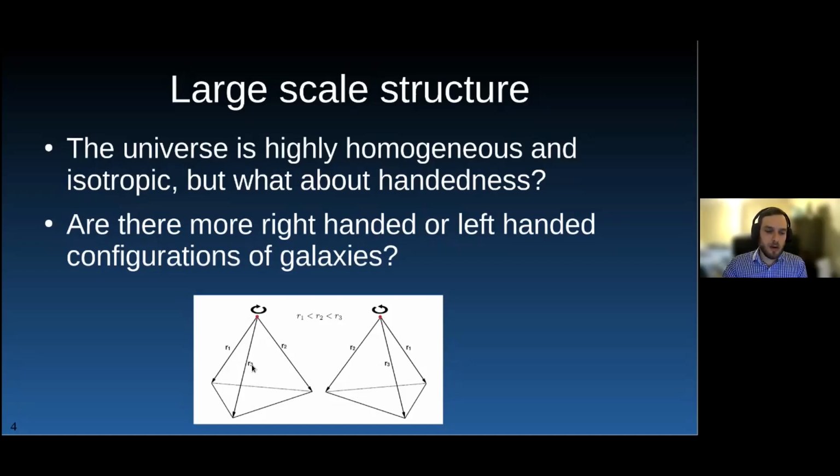Now, if we trace around this tetrahedron, which is formed by these 4 galaxies, if we move from R1 to R2 to R3, we see that we move in a clockwise fashion. But now if we consider the mirror image of this tetrahedron on the right, and we trace around from R1 to R2 to R3, we will move in a counterclockwise fashion. So we've actually defined a handedness for these tetrahedra, which really represent 4 galaxies.